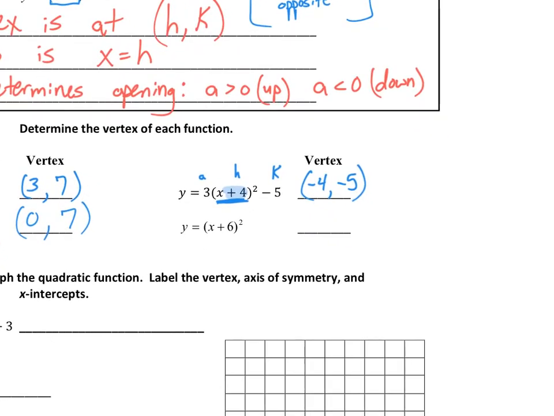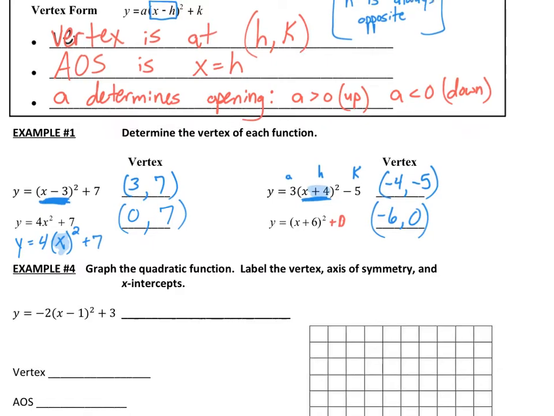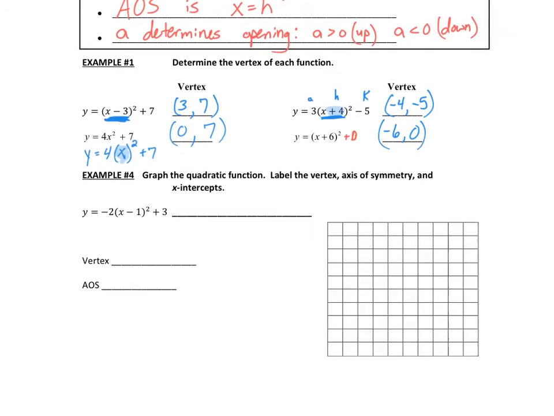And then the last one in the bottom right, there's nothing in the spot of k. There's nothing added at the end, so it's kind of like adding 0. So h is negative 6, k is 0, so the vertex is at (negative 6, 0). Why is that important? When it's in this form, it's really easy to find the vertex, just h and k, which helps us graph these.